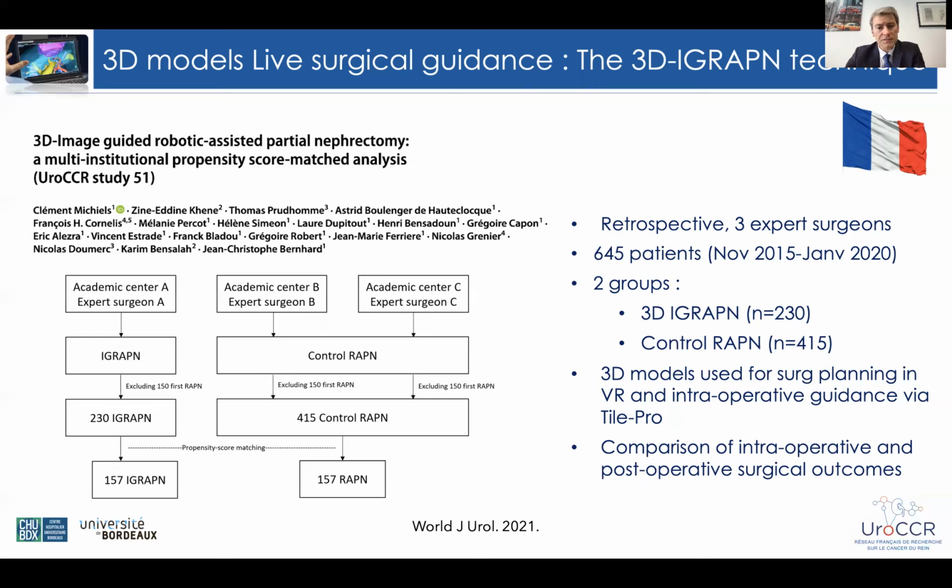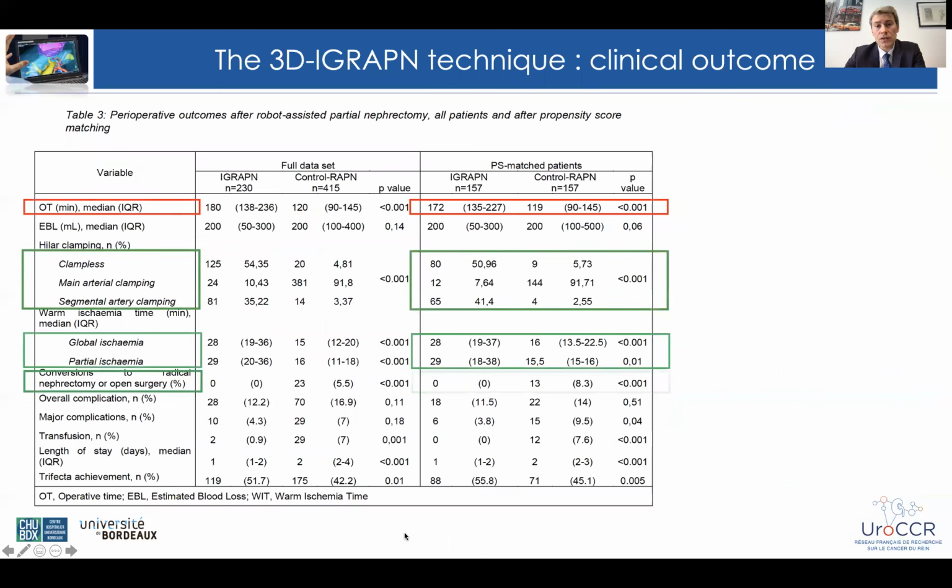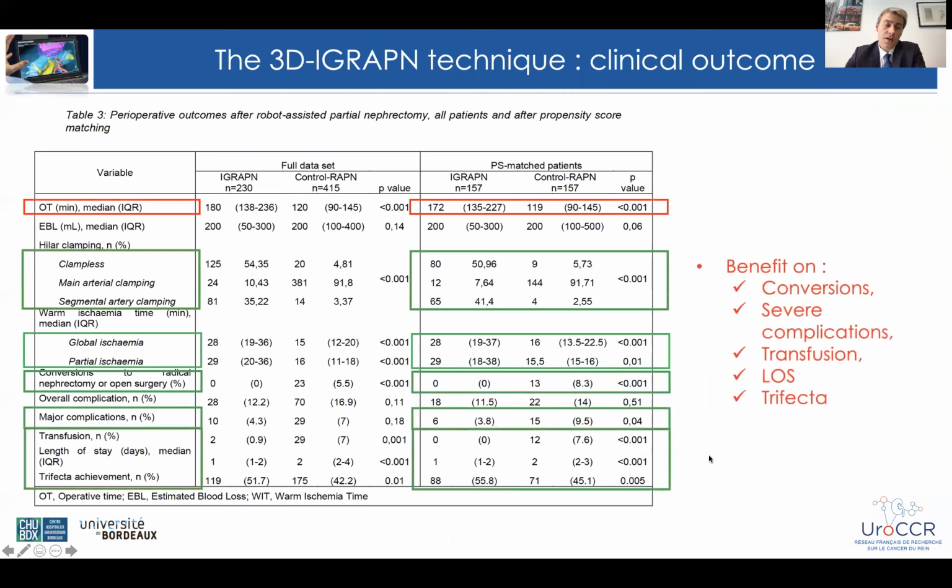We compared intraoperative outcomes and postoperative surgical outcomes, and we concluded to a longer operative time when we use the 3D models, but to a benefit on the risk of conversions, either conversions to open partial nephrectomy or to radical nephrectomy, a benefit on the rate of postoperative severe complications, the risk of transfusion, a benefit in terms of length of hospital stay, and finally, a benefit in terms of trifecta, that is the outcomes that represent most accurately the quality of the surgery that is performed.